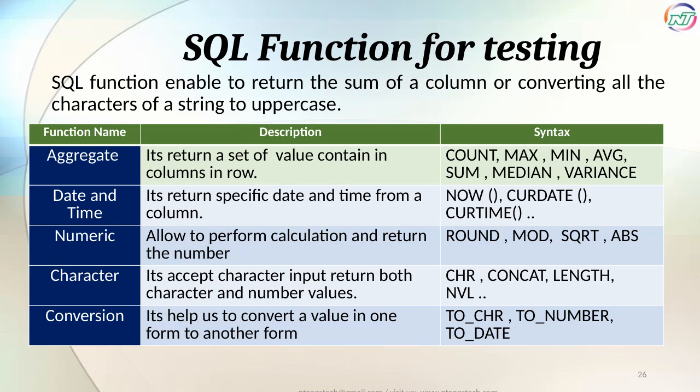In SQL, different types of functions help us work with data effectively. Aggregate functions return values calculated across multiple rows in a column, like count, sum, average, minimum, and maximum. Date and time functions let us extract or manipulate date and time values, for example, getting the current date or time. Numeric functions allow us to perform calculations such as rounding numbers or finding square roots. Character functions work with text and can combine strings, find string lengths, or replace null values. Conversion functions help transform data from one type to another, such as converting strings to numbers or dates. These functions make it easier to analyze and manipulate data directly within SQL queries.